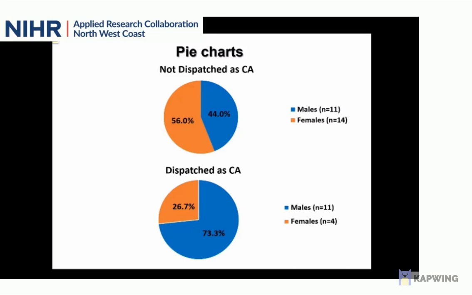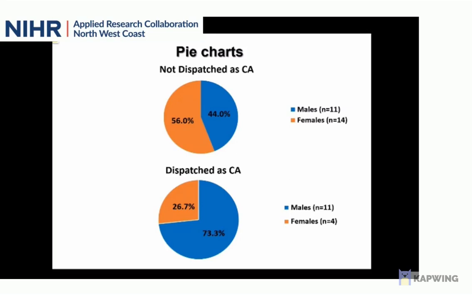On the top pie chart, you have people not dispatched as cardiac arrest, and you've got the subdivision into males and females. The biggest slice, which is the orange slice, is for females. You've got 14 females in this subgroup and 11 males. So the biggest slice is for females, 56%, and the smallest slice is for males. Very simple interpretation here.